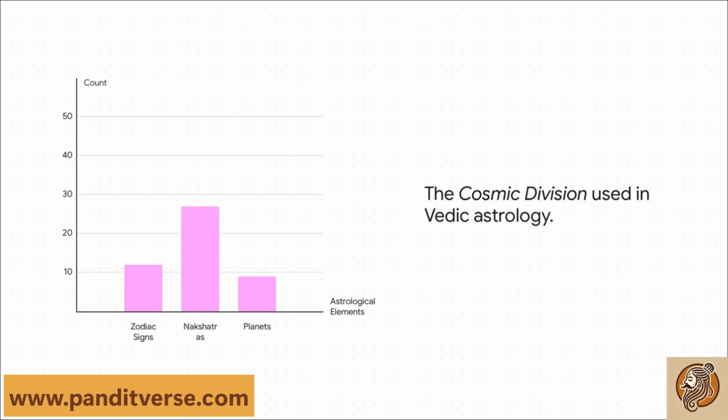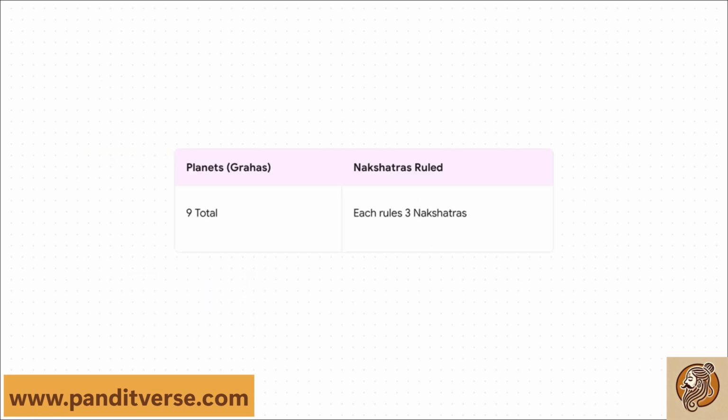We've got the 12 zodiac signs we all know. We have the 27 nakshatras to add all that detail. And we have the 9 grahas, or planets. In the Vedic system, this includes the sun and moon, the usual planets, plus 2 super important mathematical points in the moon's orbit, known as Rahu and Ketu. And how does this all fit together? Well, it's actually beautifully simple.